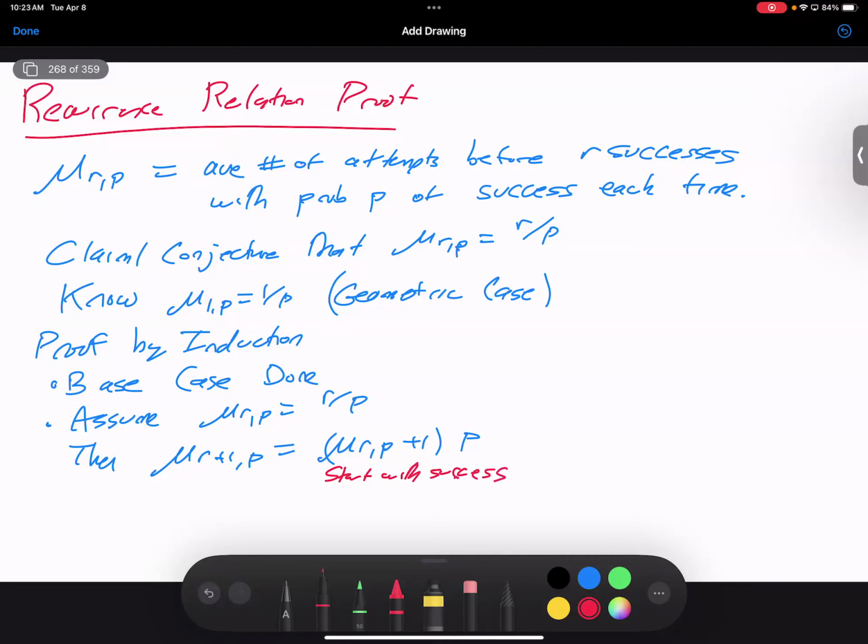Right? So I want to calculate how many attempts it takes on average. If my first attempt was a success, I have to add 1. And now I've just reduced it: instead of waiting for R plus 1 successes, I'm just waiting for R successes. Or my first attempt was a failure. And if it's a failure, how many successes do I have to wait for? R plus 1. So then that would be mu R plus 1 P plus 1, because I just had the attempt.